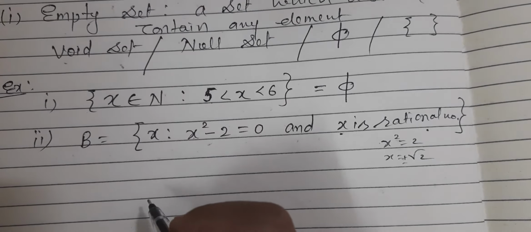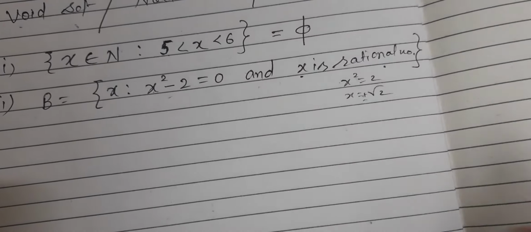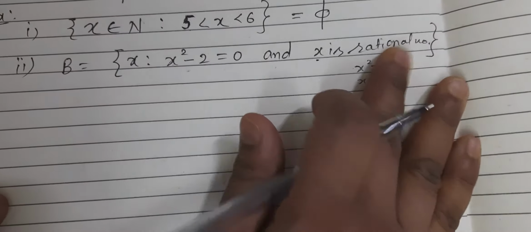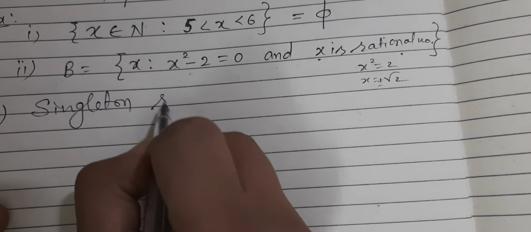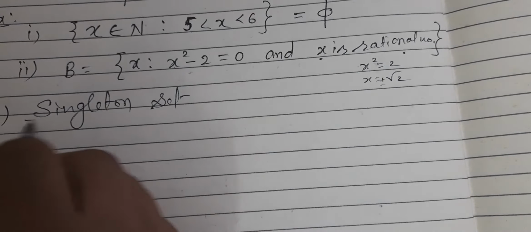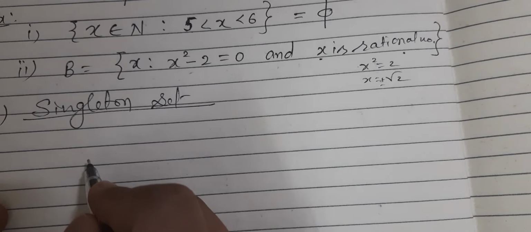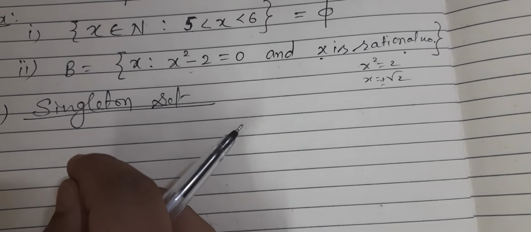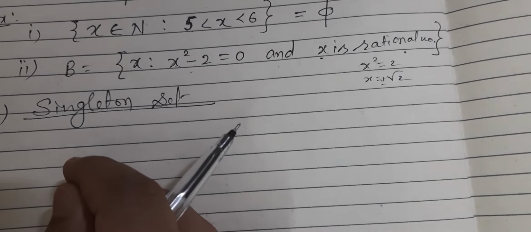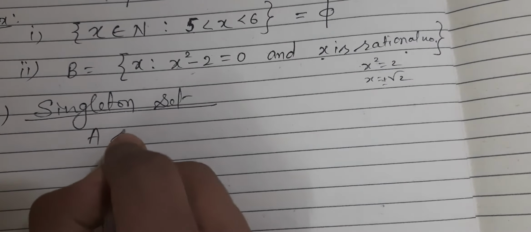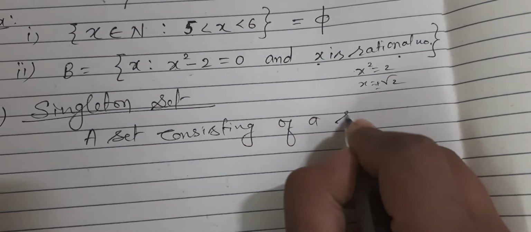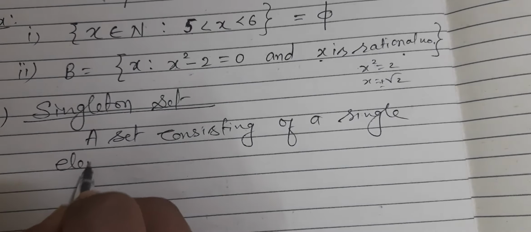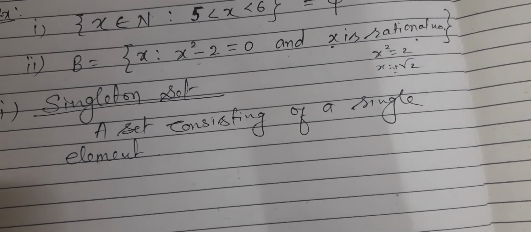So you can write so many examples. Okay, now the next type of set is singleton set. Okay, singleton set. So the definition is a set containing a single element. A set consisting of a single element is called a singleton set.